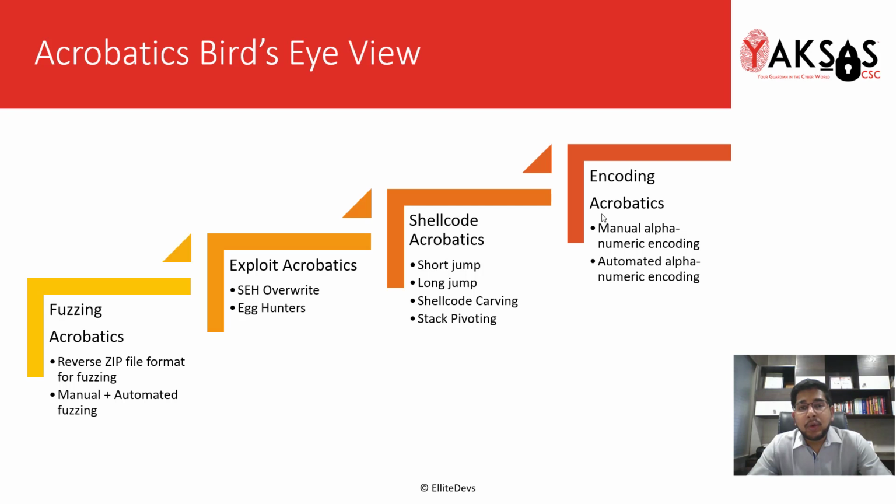Then finally we'll move on to encoding acrobatics, wherein we'll manually encode our egg hunter because of the limited character set of this application. And for our final shellcode, we'll be using automated alphanumeric encoding via the Alpha 2 encoder.